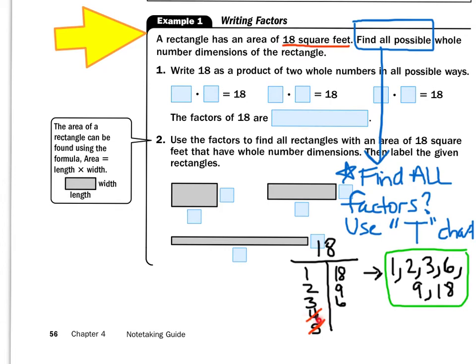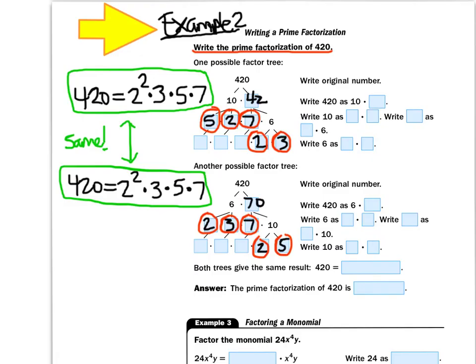The next number we would try is 5, and 5 won't go into 18 without remainders, so we cross it out. Since the next number we would write is 6, and we've already put it in our list, we know we're finished. And so all the factors of 18 in order would be 1, 2, 3, 6, 9, and 18.